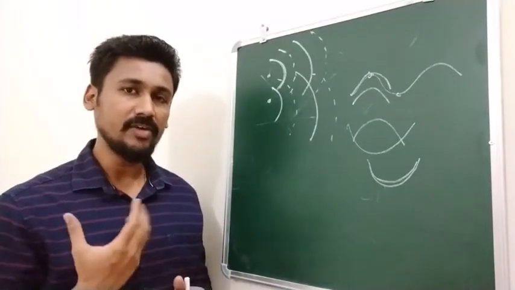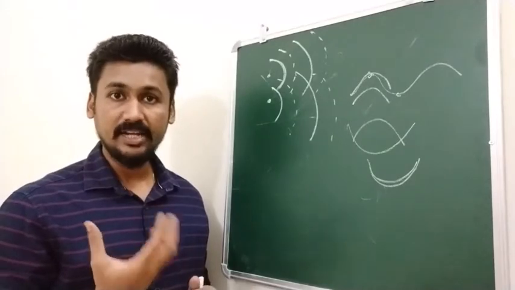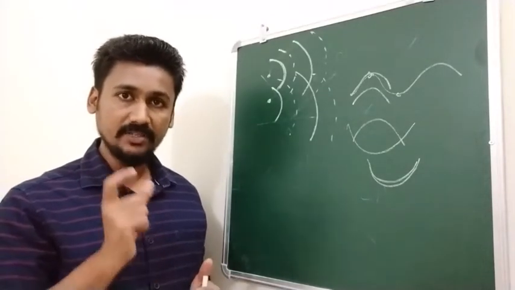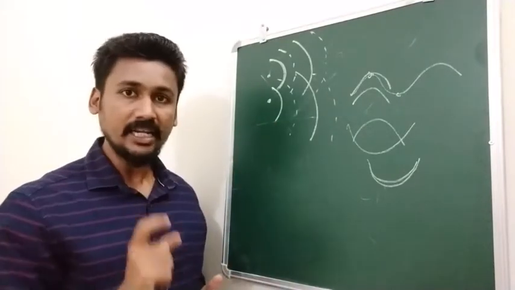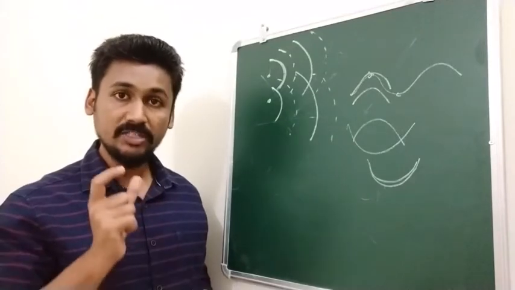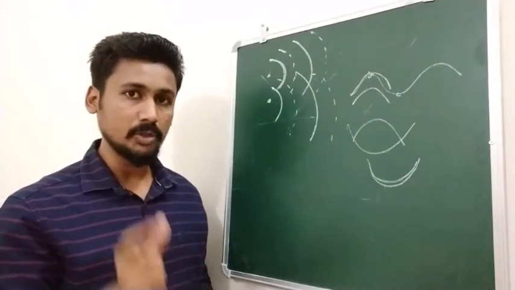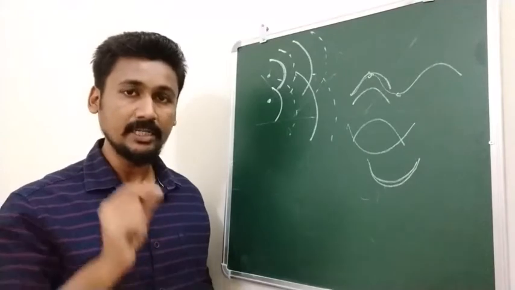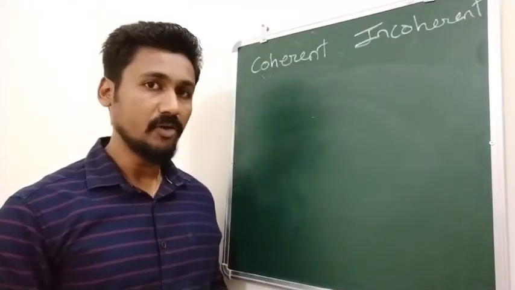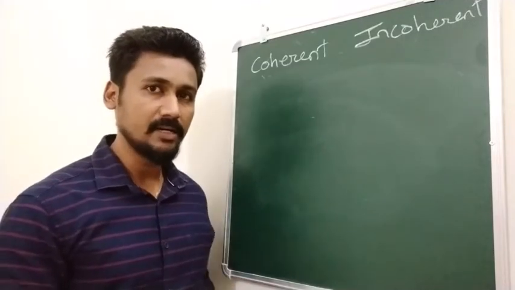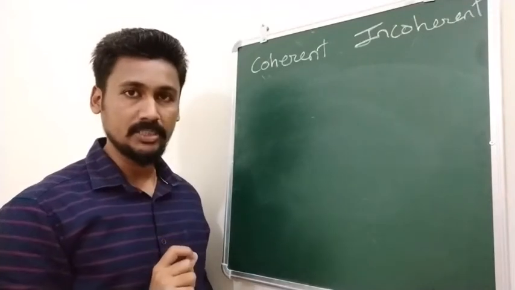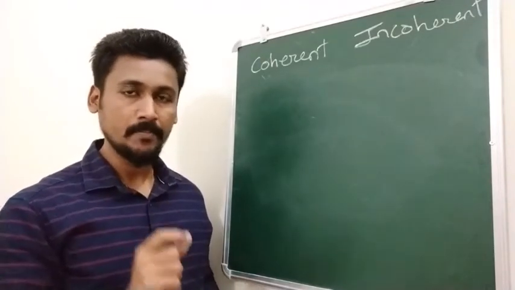Correct? So when we talk about light, and we are saying that light has wave-like properties, then if light is a wave, it should show these interference properties also. So next we are going to see an experiment which proved that even light waves can show interference. That is called the Young's double slit experiment. Before we understand the Young's double slit experiment, we need to understand the concept of coherent sources and incoherent sources.